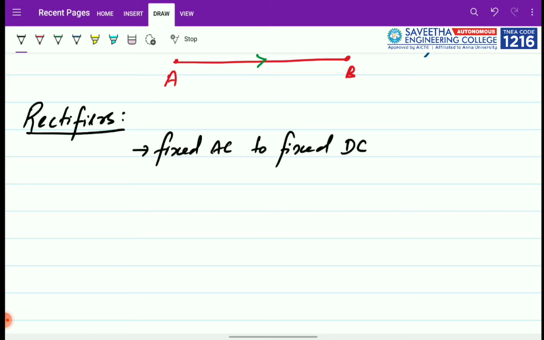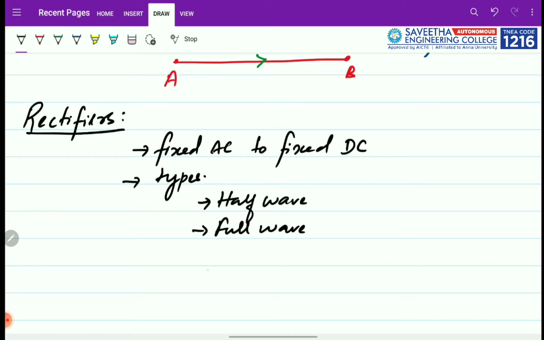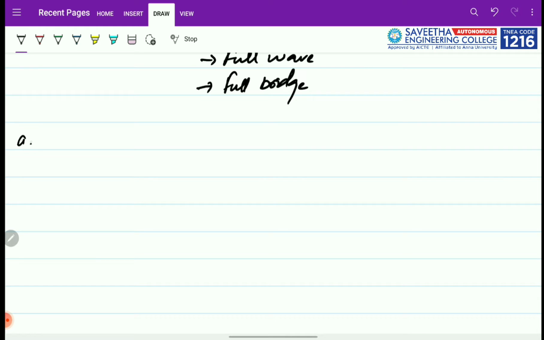And in this rectifier we have many types. One is the half wave rectifier, the other one is the full wave rectifier, and the third one is the full bridge rectifier. We will see in depth how the half wave, full wave, and bridge rectifiers are constructed. Right, coming to the half wave rectifier.